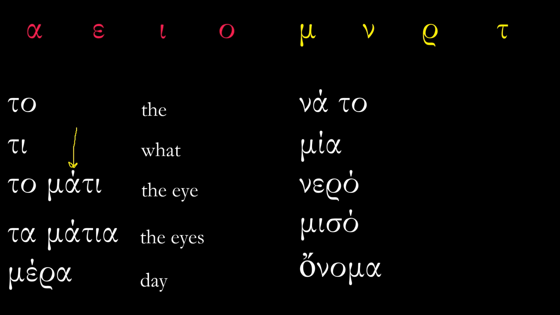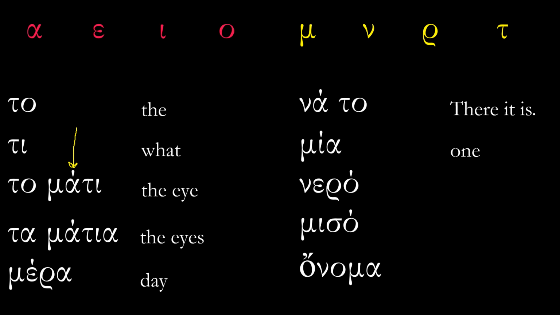Nato is a very useful phrase. There it is. Nato. The next one is mia, which is one of the ways that we say one. Remember, we also have ena. Okay, so we have mia.